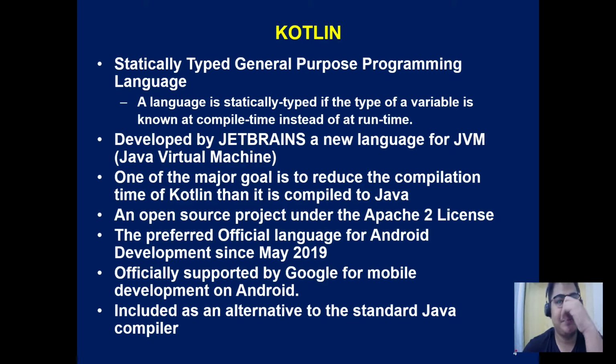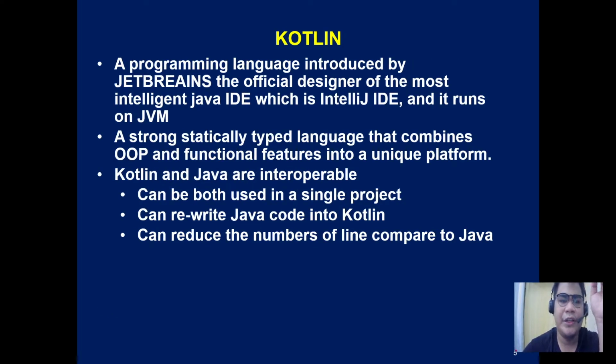So we still need the JVM, or the Java Virtual Machine, in terms of this, because you see Kotlin and Java are both similar. But what's one difference is that Kotlin is way more concise and way faster than Java. So let's just take note of that. And then another is it's a programming language introduced by JetBrains. So they are the official designer of the most intelligent Java IDE, which is called IntelliJ IDEA, and it runs on the JVM.